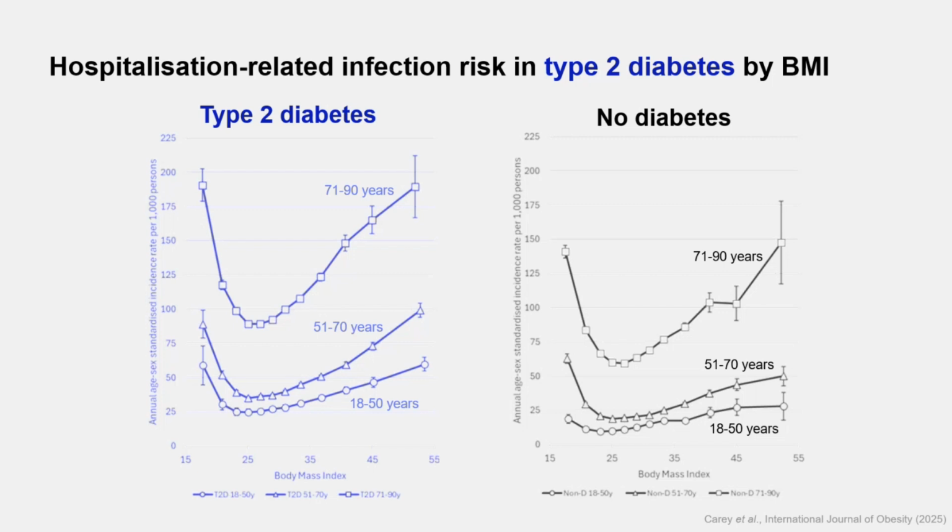And this U-shaped curve, so that's also a higher risk amongst the very low BMIs. This U-shaped curve increases with age. If we compare this, so this is people without diabetes. If we have a look at the association in people with type 2 diabetes, we can see that this U-shaped curve is maintained, but obviously the rate of the risk of infection is higher in type 2 diabetes.